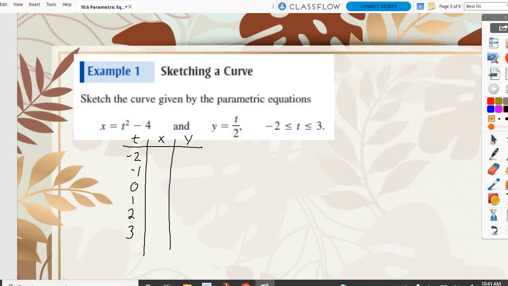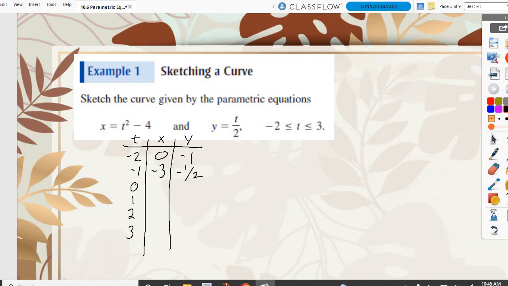So we're going to plug all of those in, but we have to plug them in separately for x and y. If I plug in -2 into the t of my x equation, what do I get? 0. If I plug it into my y equation, what do we get? -1. If I plug in -1 into my x equation, what do we get? -3. And into our y? -1/2.